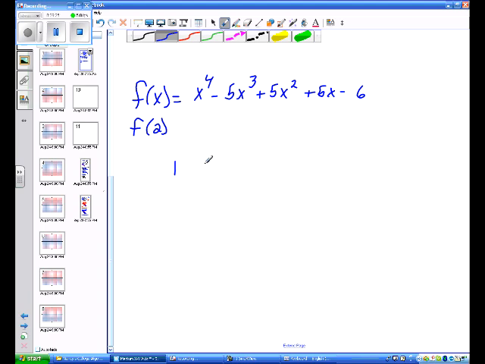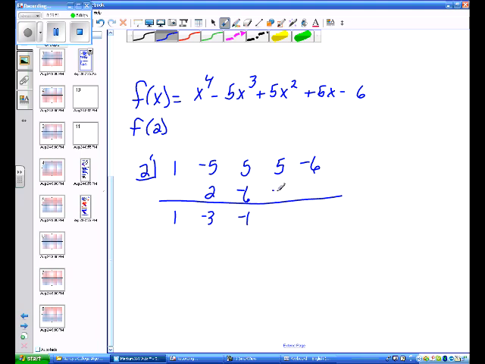division. So I'm going to do 1, negative 5, 5, 5, negative 6, and my divisor is going to be 2. Bring down the first number. 2 times 1 is 2, minus 5 is negative 3. 2 times negative 3 is negative 6, plus 5 is negative 1. 2 times negative 1 is negative 2, plus 5 is 3. 2 times 3 is 6, plus negative 6 is 0.